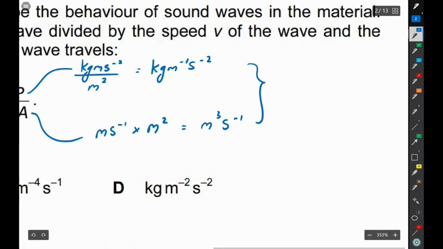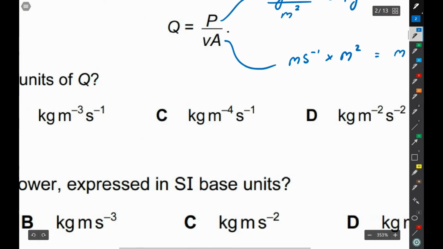So this is gonna become kg is gonna remain the same. Now m minus 1 ऊपर है और m3 डिनोमिनेटर में है, तो अगर मैं डिनोमिनेटर को न्यूमरेटर में लाऊंगा तो m minus 3 हो जाएगा and minus 3 minus 1 is minus 4. So kg m minus 4 and s डिनोमिनेटर में minus 1 में है, न्यूमरेटर में आके plus 1 हो जाएगा and minus 2 plus 1 is minus 1. So kg m minus 4 s minus 1. So option C.